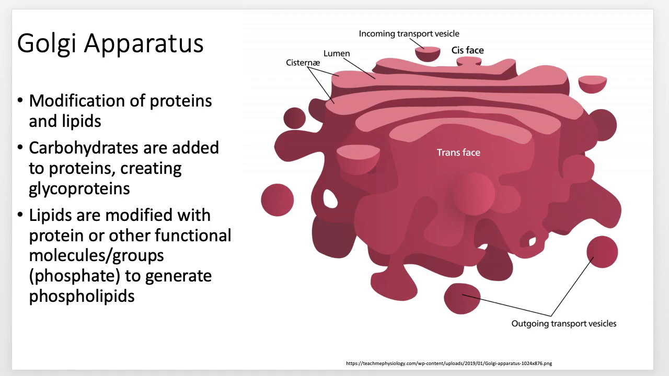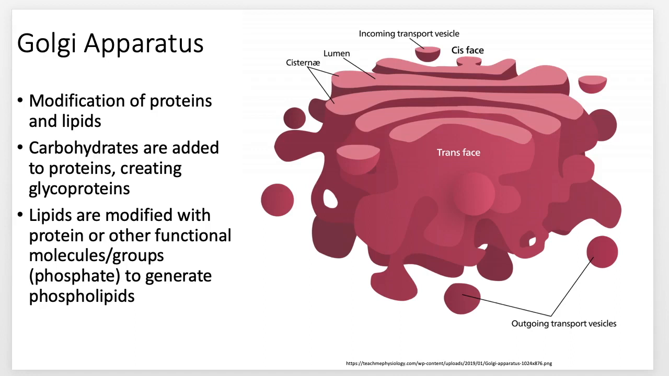And so oftentimes what we're doing is taking functional molecules or functional groups like phosphates or sugars, and we're going to stick them onto proteins or carbs. I'm sorry, or lipids. And so if I want to make a phospholipid that I'm then going to use to do something, that's going to happen in the Golgi.